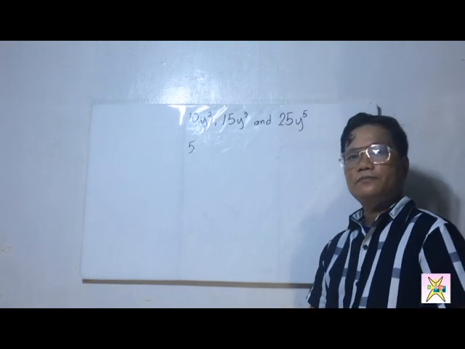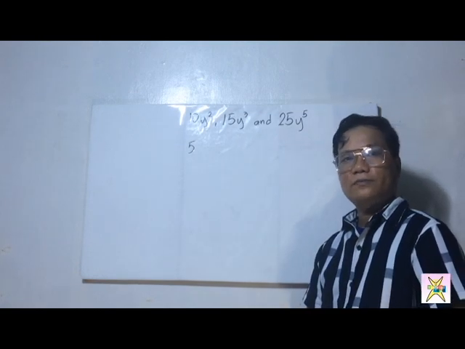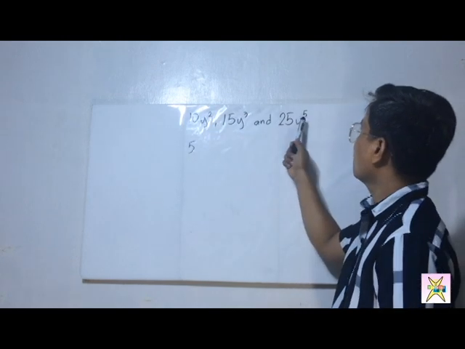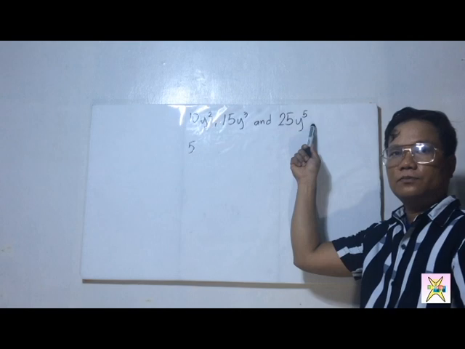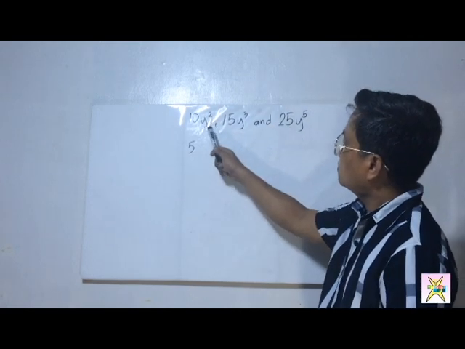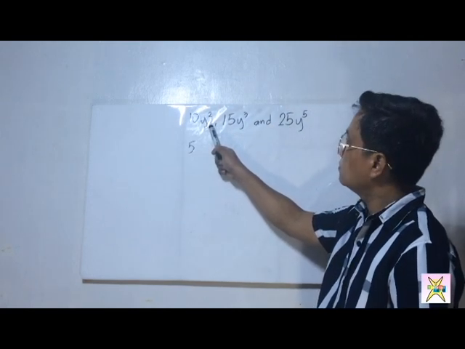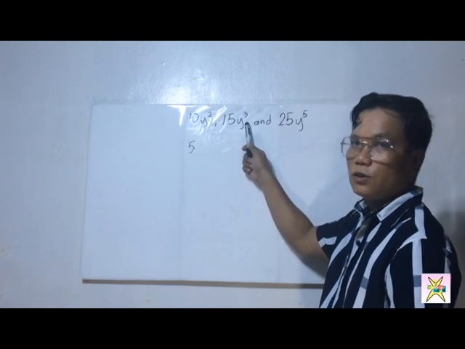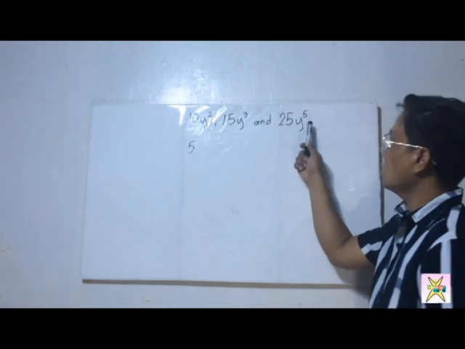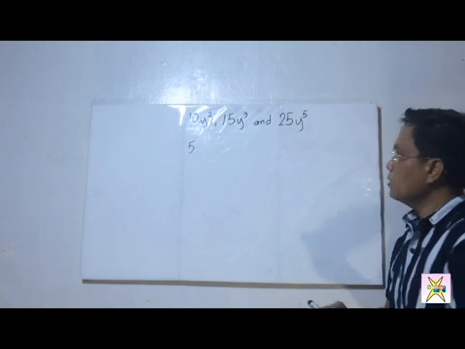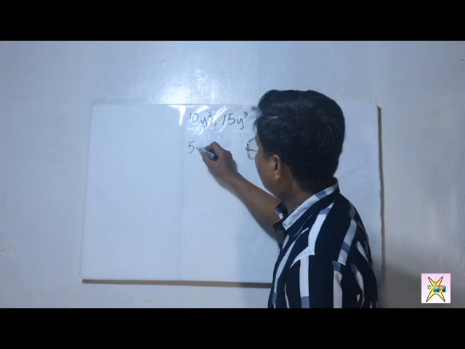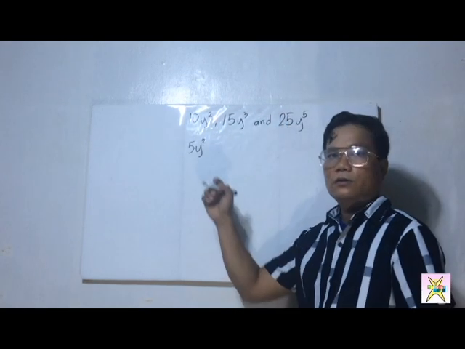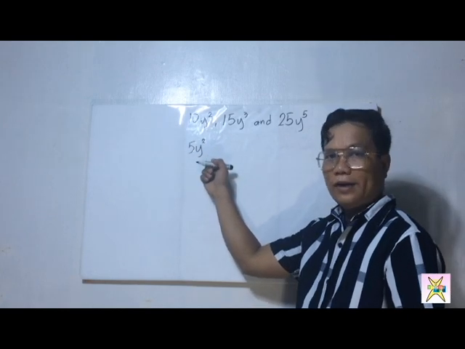How about the variable y? We have y squared, y cubed, and y raised to the 5th power. So we have y squared here, then y cubed, and you can have y squared also here, and also here. Therefore, their greatest common factor is 5y squared.